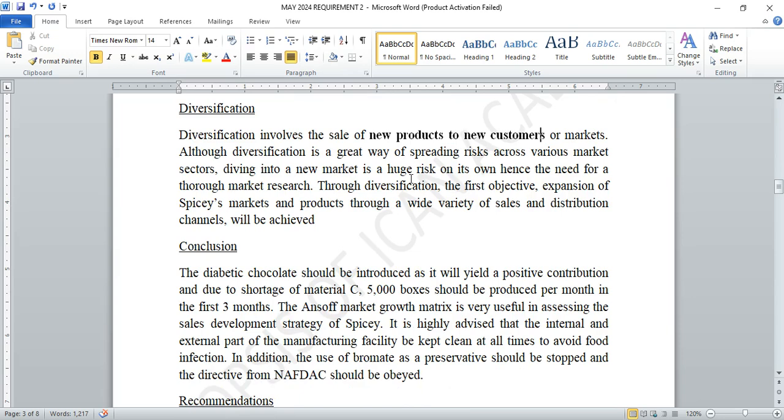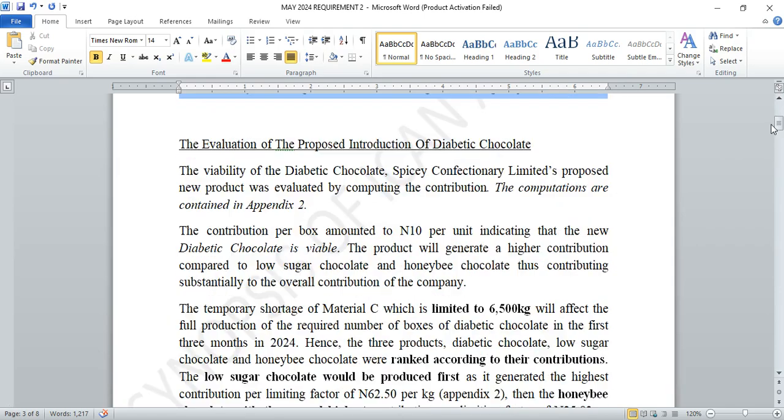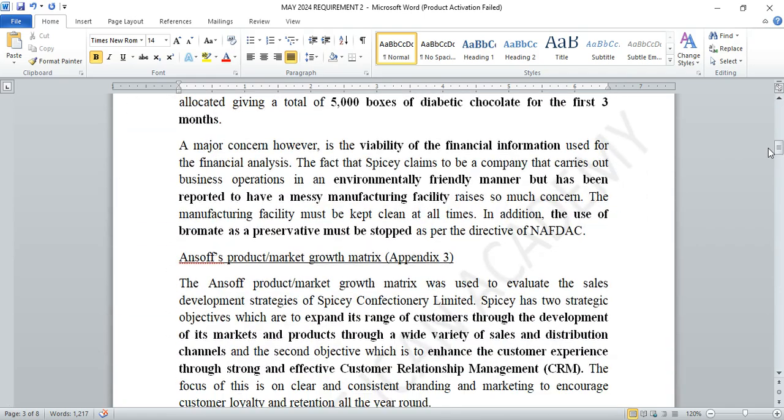But entering a new market is a risk on its own. That's why they have to do thorough market research. So you also have to talk about the need for thorough market research. But if they diversify, then they can achieve their first objective, which is to expand their product market. You understand? So that's how we can use the Ansoff growth matrix to assess the company.